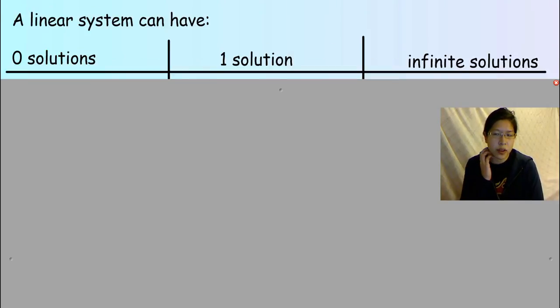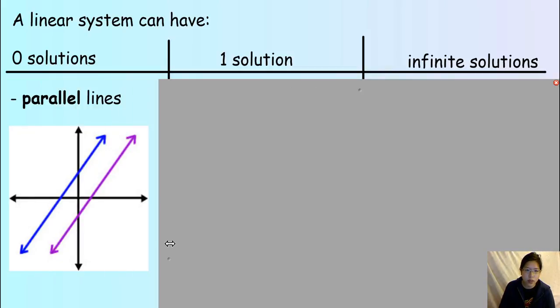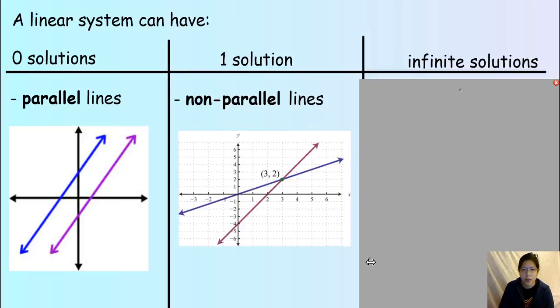So what does that mean? If we have two lines or even three lines, a linear system can have 0 solutions, 1 solution, or infinite solutions. And if it's 0 solutions, that means that there is no point of intersection. There's no solutions there. So the kinds of lines that don't intersect are parallel lines. By definition, parallel lines do not meet. They never intersect till infinity. So if they are parallel lines, they will not have a solution. It's 0 solutions.